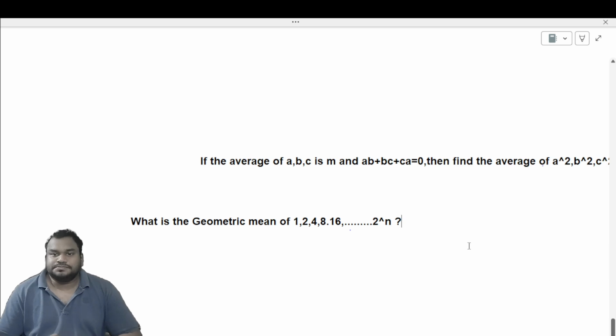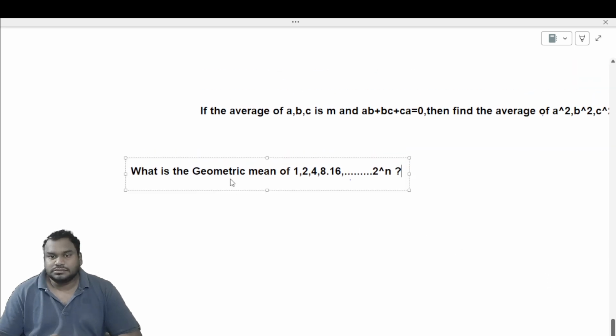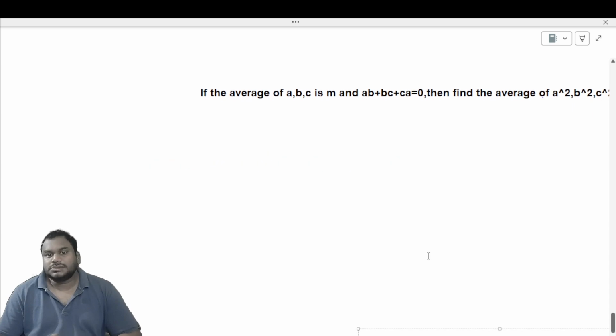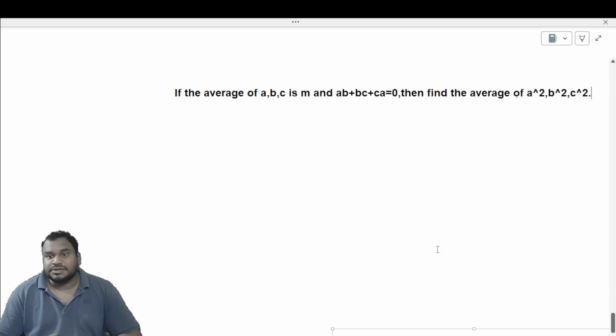So next question. If the average of A, B, C is m and AB plus BC plus CA is equal to 0, then find the average of A square, B square, C square.